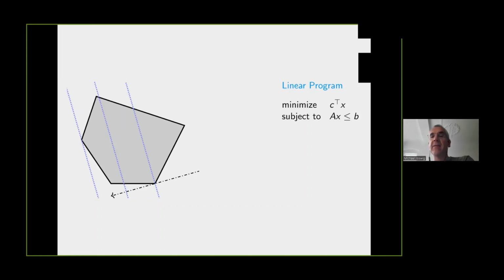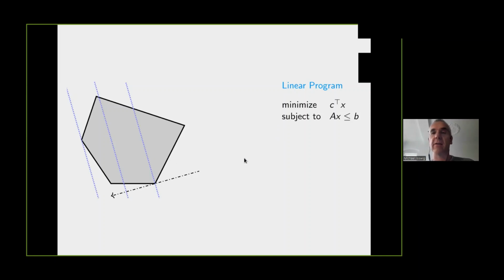I want to minimize C times X, subject to the condition that A times X is less than or equal to B. So if A is a matrix and X is a column vector, then A times X is another column vector, and this inequality is meant to hold coefficient by coefficient. So we want to find an X such that C times X is minimal subject to the condition AX less than or equal to B, and these conditions define in general an unbounded polyhedron. Here it is a bounded example in my cartoon picture.